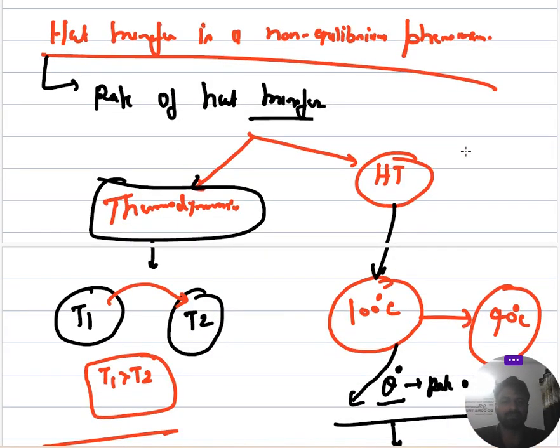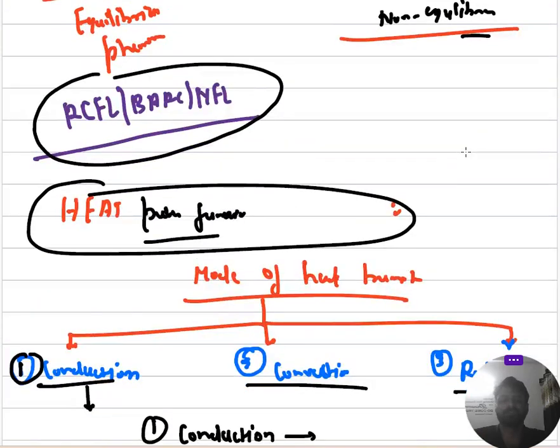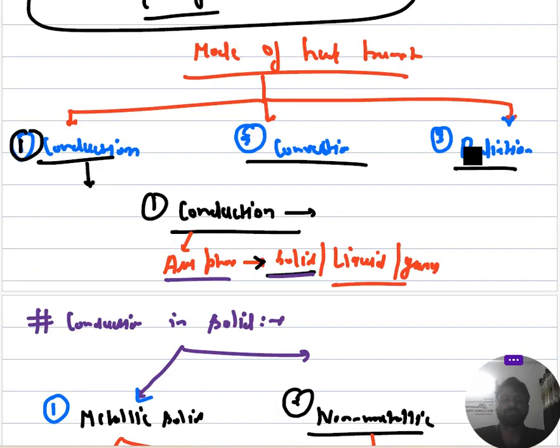Heat transfer is a non-equilibrium phenomenon. The rate of heat transfer is something we study in both thermodynamics and heat transfer, but in thermodynamics it generally happens under equilibrium conditions, whereas in heat transfer you will see this happening under non-equilibrium conditions, right?